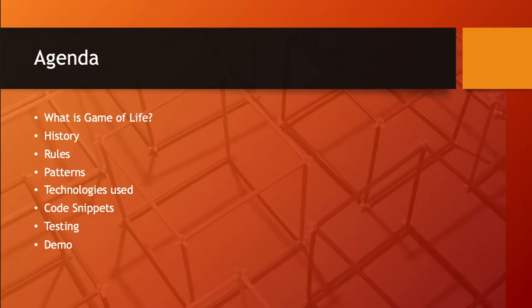The agenda for today's presentation is as follows. Firstly, we'll go through what is Game of Life, we'll see some history, we'll see what the game rules are, we'll see the patterns used in the rules, and then we'll see how we actually implemented the game, what technologies we used, we'll also see code snippets, we'll go over the testing that we did, and we'll give you a demo.